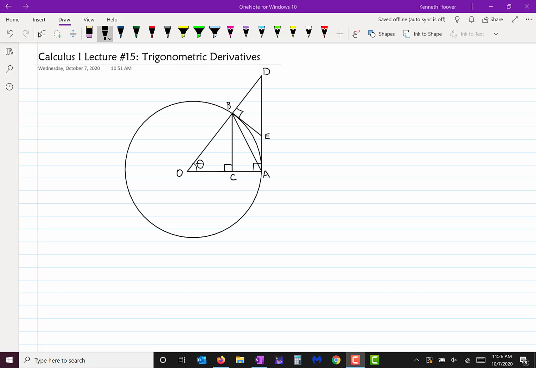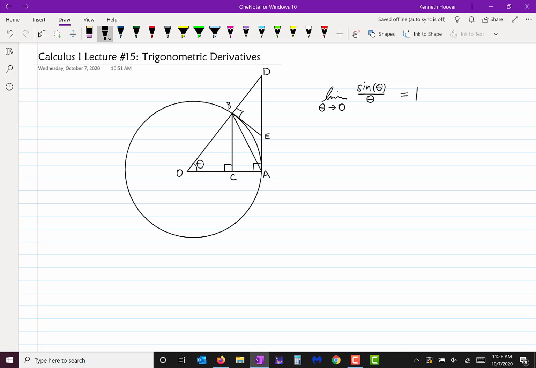Okay? Now, the calculus here is very simple. But before we can do the calculus, we have to do a bit of geometry. That's where most of the work comes into play. All right? I need to show you the limit of sine of theta over theta as theta goes to 0 equals 1. I need to show you that because we have to use that.